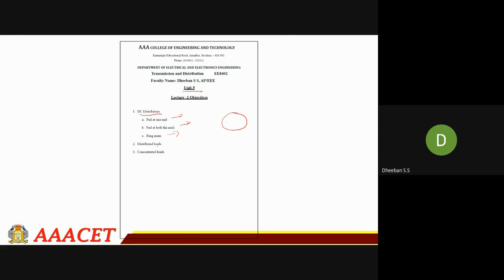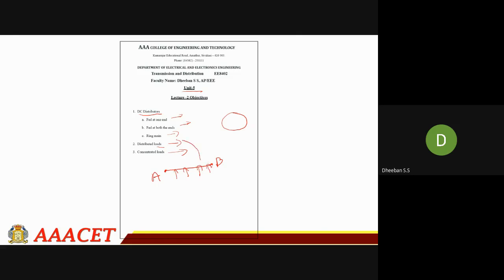After that, based upon the loads, we will be seeing distributor load and concentrated load. For example, if you are taking a feeder from A to B, first you have to know what a distributed load and a concentrated load are. If from A to B the loads are attached throughout A to B, then it falls under distributed load.